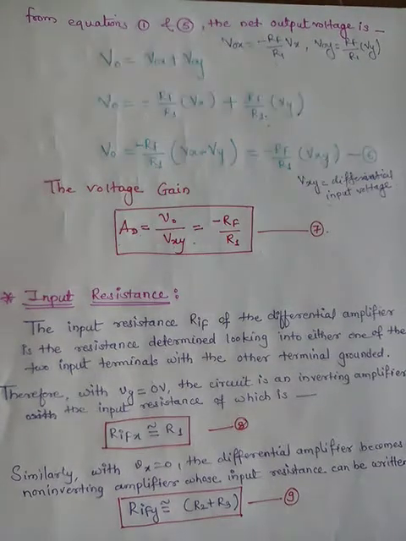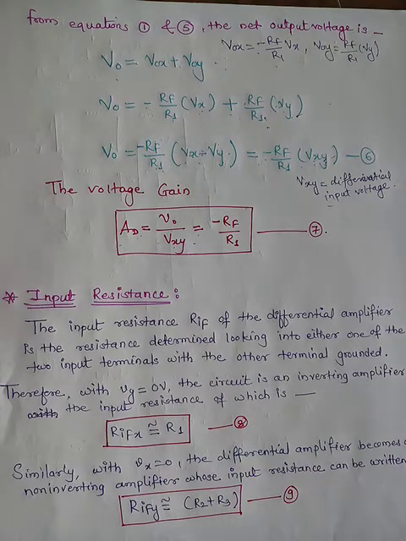Again, we have to calculate one of the parameters, which is the input resistance with feedback. To find the input resistance with feedback, we look at the actual differential amplifier circuit diagram, and then we can find the input resistance.